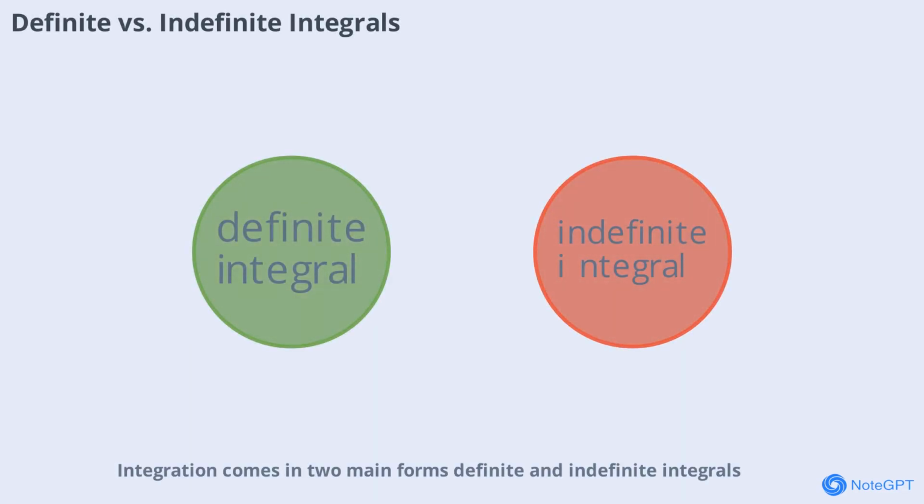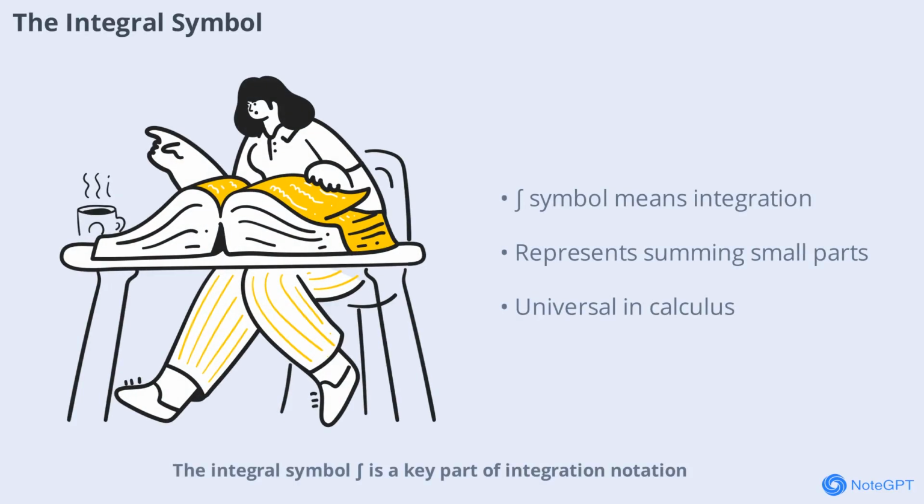Integration comes in two main forms: definite and indefinite integrals. A definite integral calculates the exact area under a curve between two specific points, giving a numerical value. An indefinite integral, on the other hand, represents a family of functions and includes a constant of integration. Understanding the difference between these two types is essential for applying integration to real-world problems, as each serves a unique purpose in mathematical analysis.